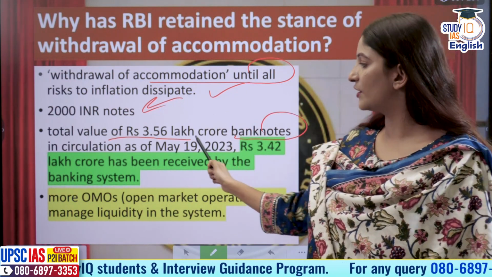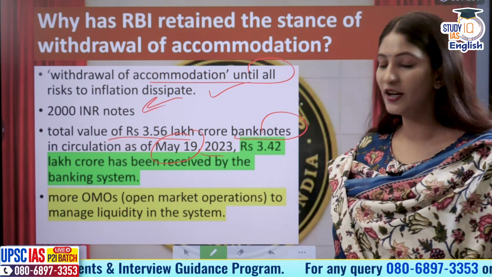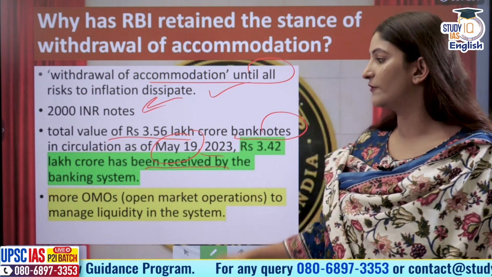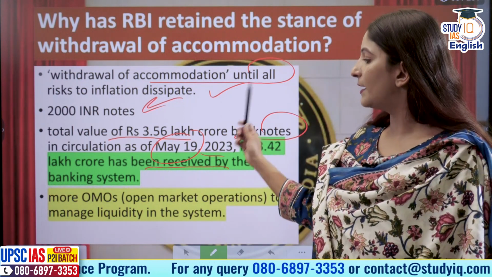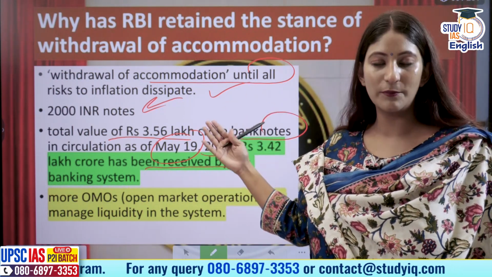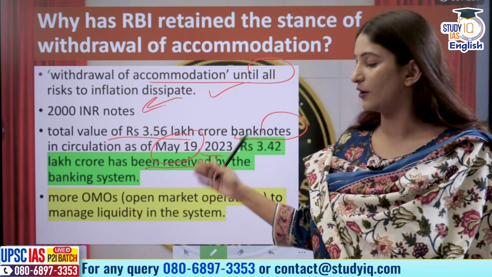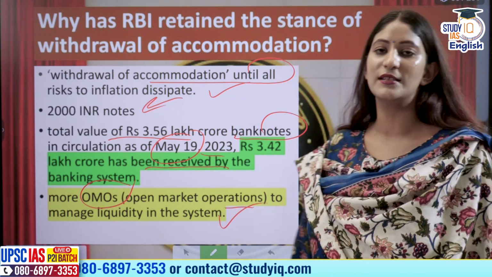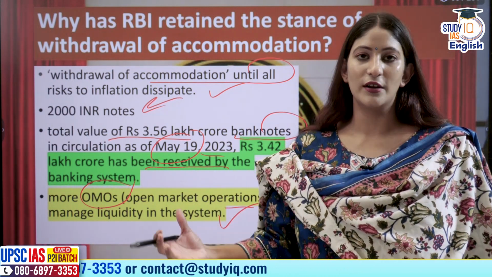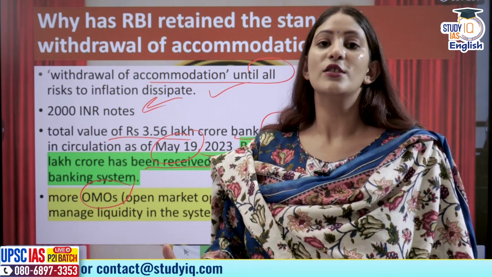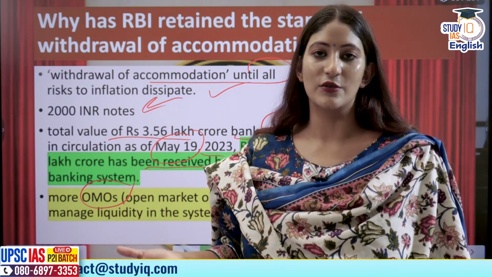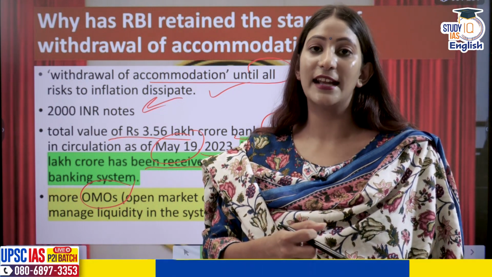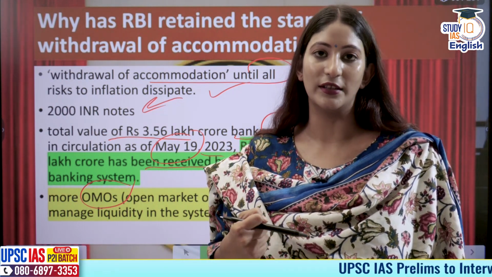Of the banknotes that were in circulation as of May 19, 2023, rupees 3.42 lakh crore has already been received by the banking system. There is a particular thought process going on with RBI right now, that open market operations will also take place to manage liquidity in the system. That means government securities will be launched in the economy so that people and institutions purchase them, so that the RBI can get back the amount that is in the liquidity.